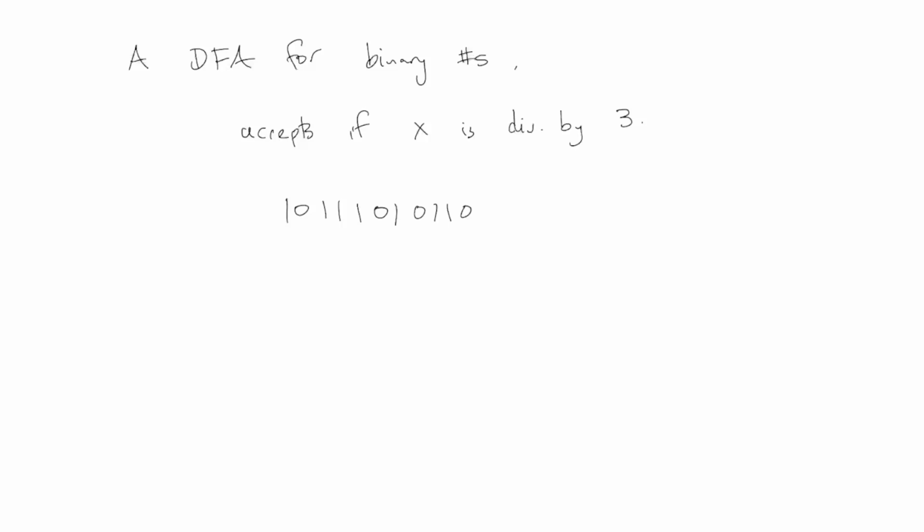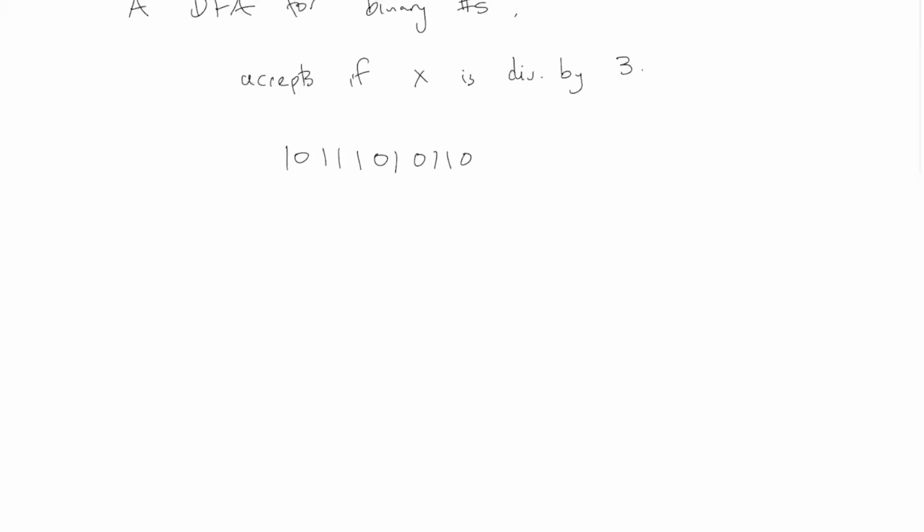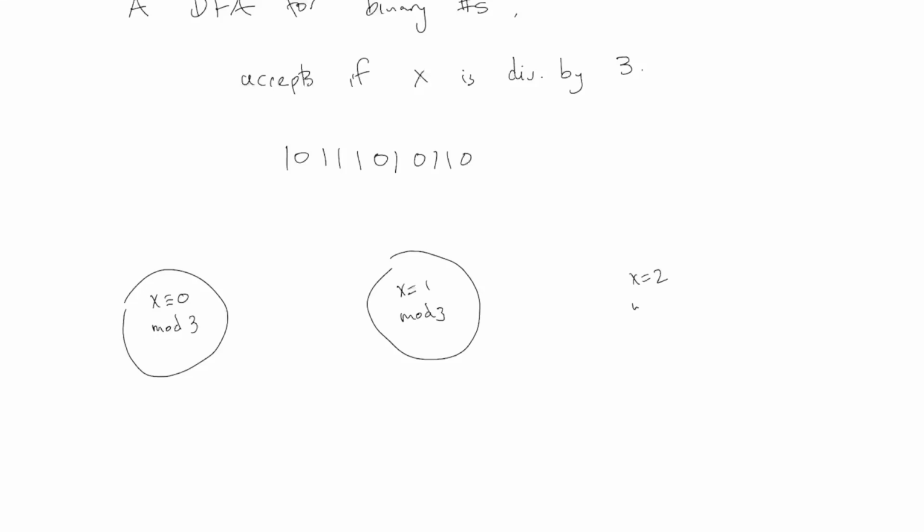But actually, you can make a DFA which answers this question for you, and it's not even so hard to do. So as I started off last time, this DFA is going to have 3 states depending on the remainder when you divide this number by 3. That's what the mod business means. When you divide by 3 and look at the remainder, it could either be 0, 1, or 2. So this is going to be the setup of my DFA.